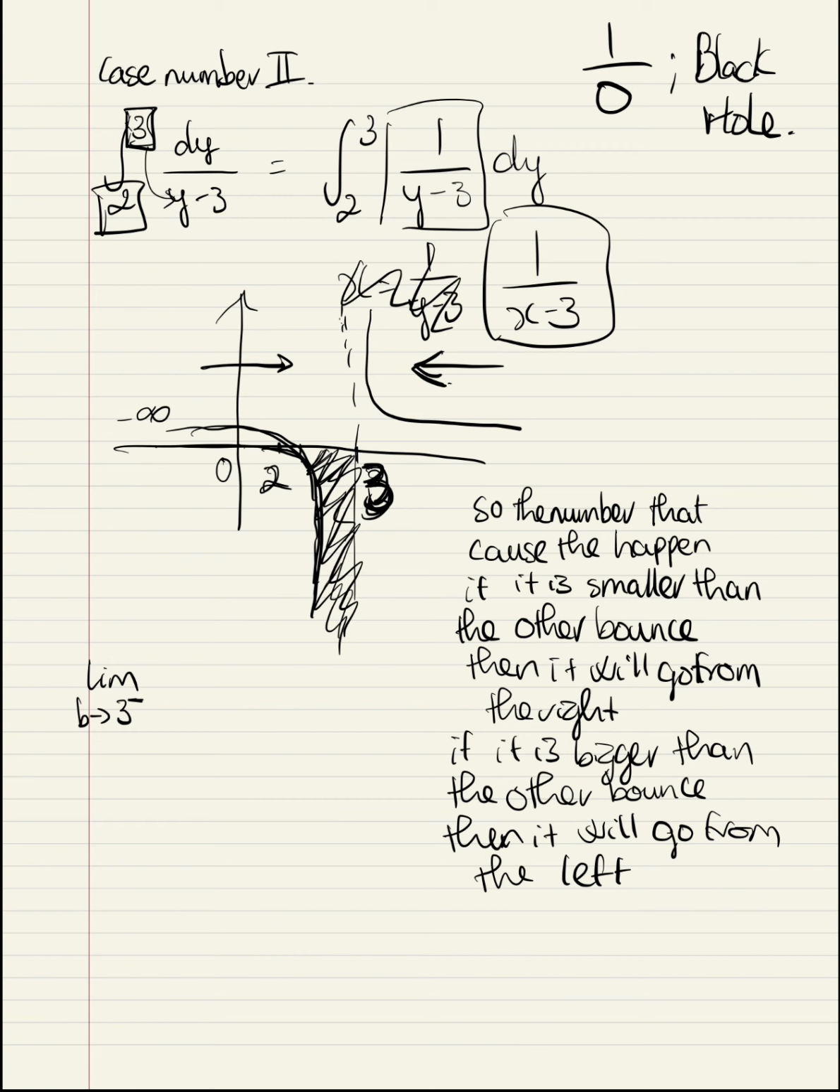So you can see, as I explained so far, 3 is causing these kinds of problems. And also 3 is bigger than 2, so we use this condition. So that is going to be from the left, so 3 minus, of the integration from 2 to b of 1 over y minus 3 dy.